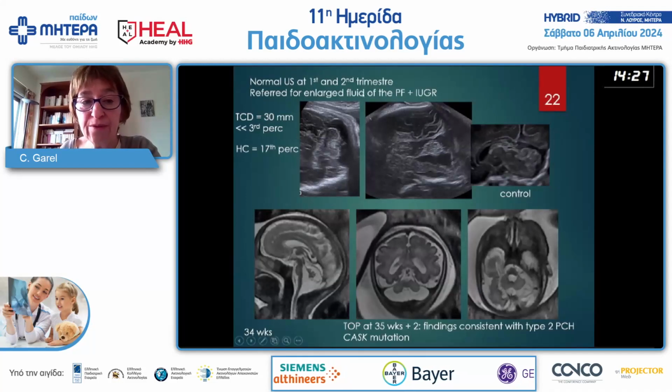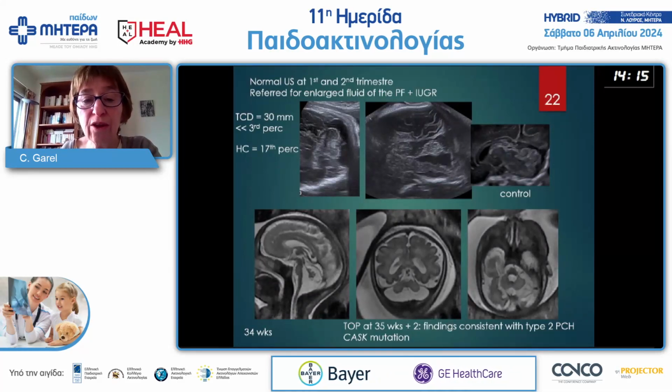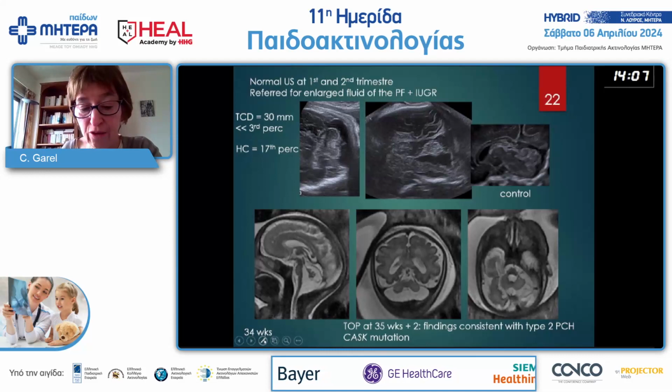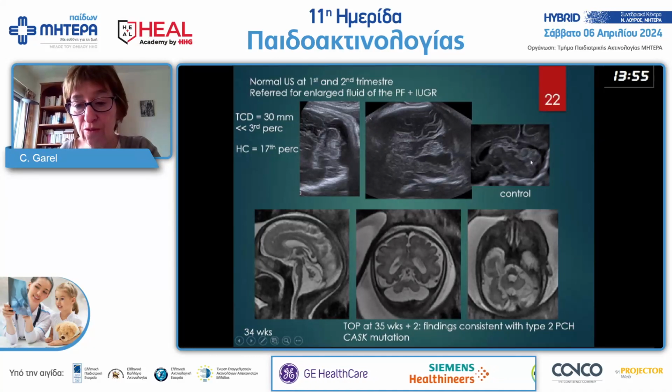Here are some examples. The ultrasound was normal at 1st and 2nd trimester, and this woman was referred for enlarged fluid of the posterior fossa with intrauterine growth restriction, and we saw her at 34 weeks of gestation, and noticed that the transverse cerebellar diameter was very small, and we noticed that there was no bulge of the pons compared with the control, and a very small vermis.